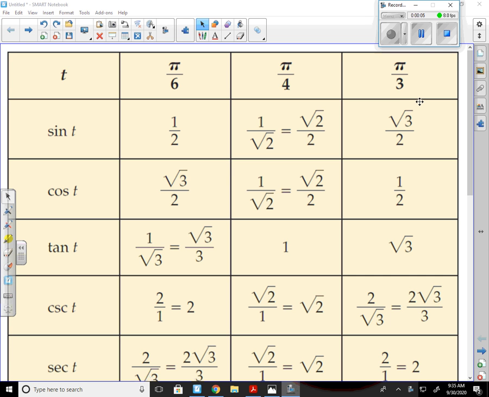Okay, this is where we pick up from yesterday. So whenever we are looking at this now, this is a chart of all of our values with radian measures. So pi over 6, the sine of t is 1/2. Pi over 4, it's root 2 over 2. Pi over 3, it's root 3 over 2.